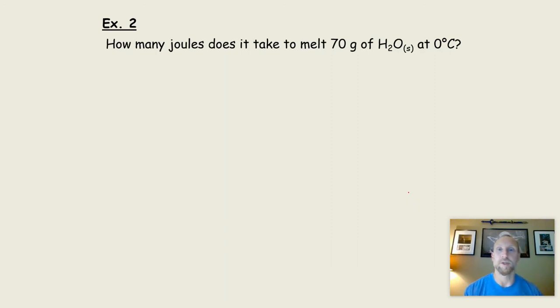So number 2, how many joules does it take to melt 70 grams of H2O at 0 degrees Celsius? A couple things to notice here. This little S stands for solid, so that's telling us water is in the solid phase. Now what is changing is our question. Remember, phase or temperature. Look for those key words or phrases that are going to lead you in the right direction. Our key word here is melt, so we're going from solid to liquid. If we're transitioning between solid and liquid, we want to use Q equals m H sub f, right?